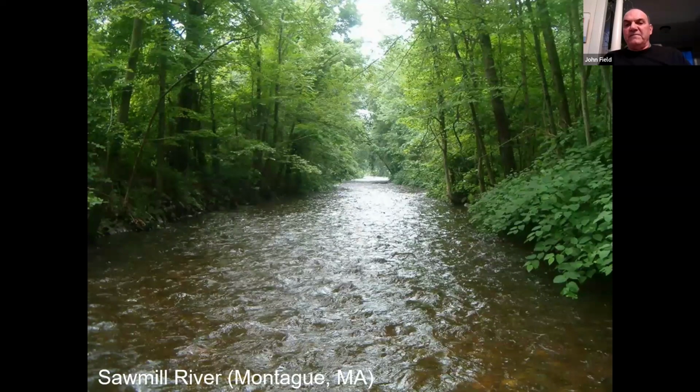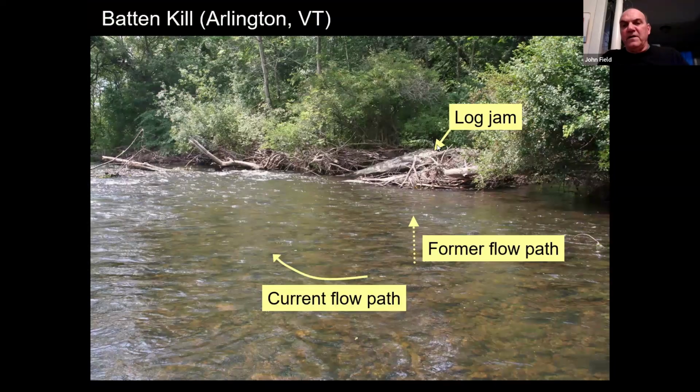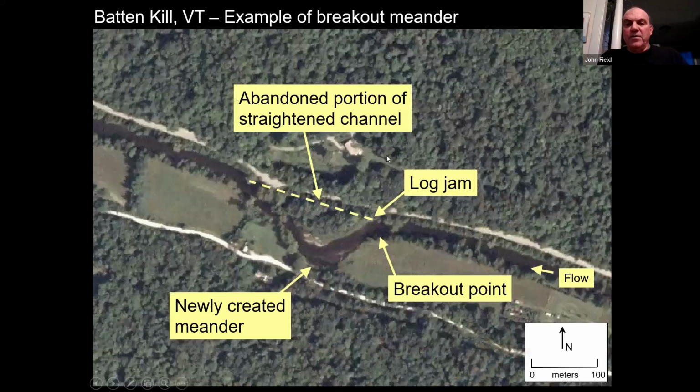These straightened river channels are, in fact, a fast change in themselves. They're sort of an increase in slope along the river where they've straightened it. So these straightened channels themselves are prone to rapid change. Here on the Battenkill in Arlington, Vermont, a log jam formed across a straightened channel, and overnight the river jumped out of the channel at the log jam.